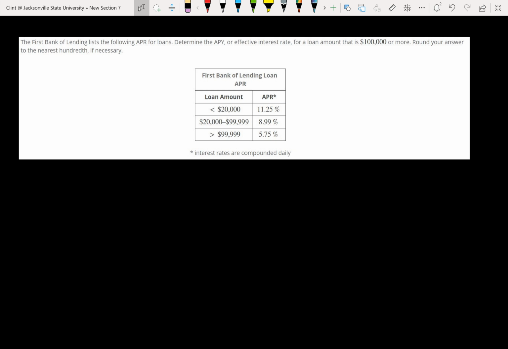This one's got a different formula, so I wanted to do it. This gives the list of the APR for some different loans. It says determine the APY, or effective interest rate. APY is annual percentage yield for a loan amount that is $100,000 or more. Okay, so the one we want is $100,000 or more. So that's going to be our row of the table we care about. And then we also care about how often interest is compounded. If you look down here, it says interest is compounded daily. So how many days are there? There are, most years, 365. That's what we use for daily. Okay.